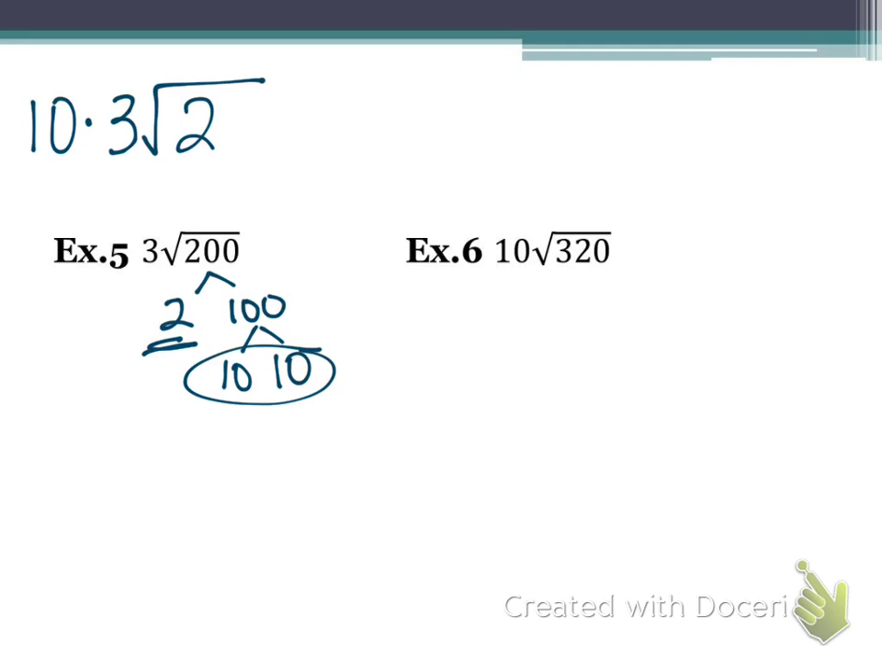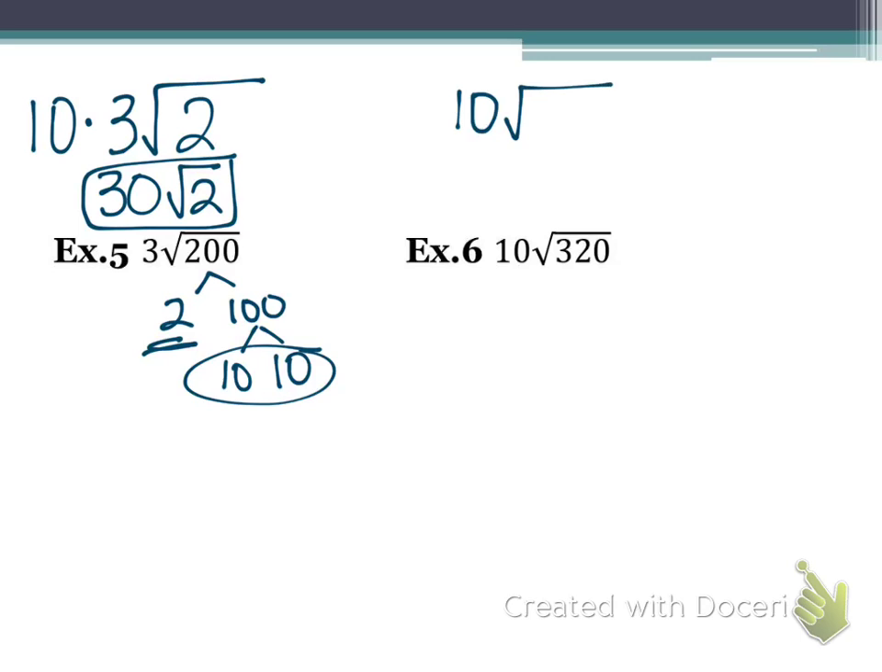Now to write our final answer, what do we still need to do? Multiply 10 times 3. 30 times the square root of 2. On 6, we've got that 10 that's going to stay outside.